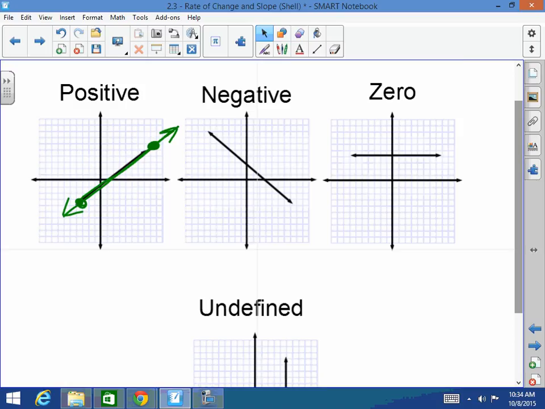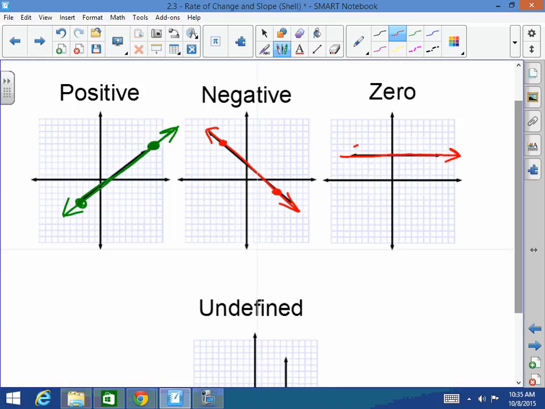Negative slopes go down from left to right. Think of a positive slope as you climbing up a mountain, and the negative slope as you coming down the mountain. A zero slope occurs when you have a horizontal line.